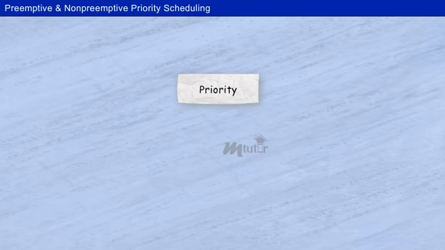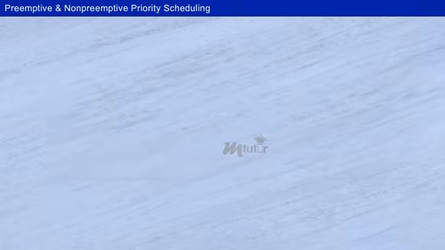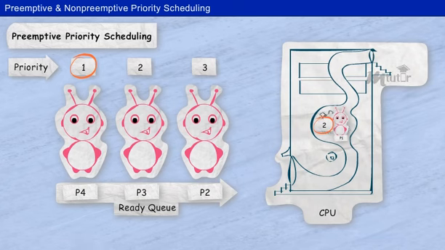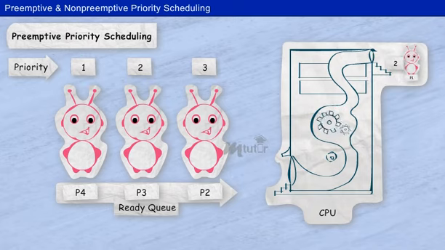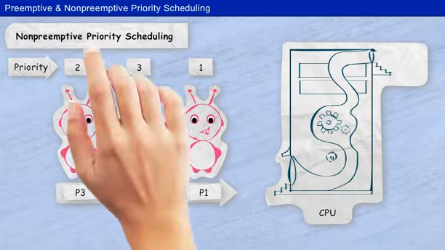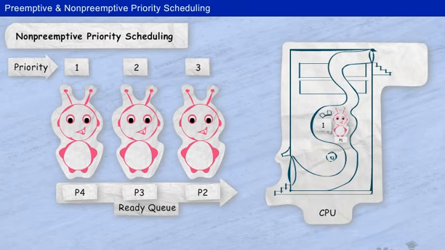Priority scheduling can be implemented either in a preemptive or non-preemptive manner. When a new process enters the ready queue, the priority of the new process is compared with the currently running process. If the priority of the newly arrived process is higher than the priority of the currently executing process, then preemptive priority scheduling algorithm will stop the execution of the current process and will start executing the new process. But in non-preemptive priority scheduling algorithm, it simply adds the new process to the ready queue.